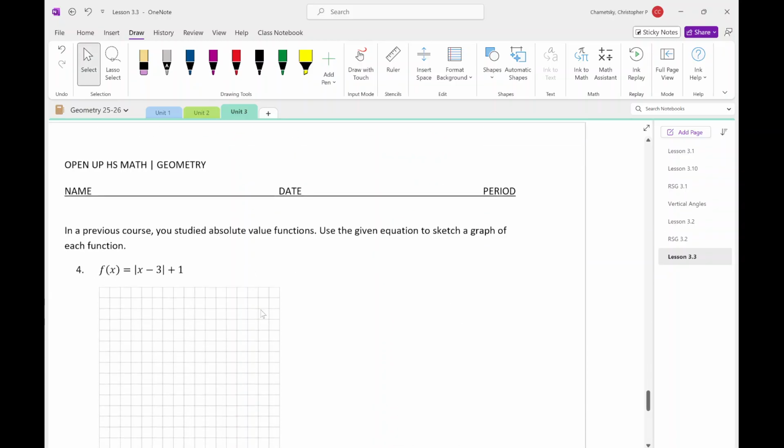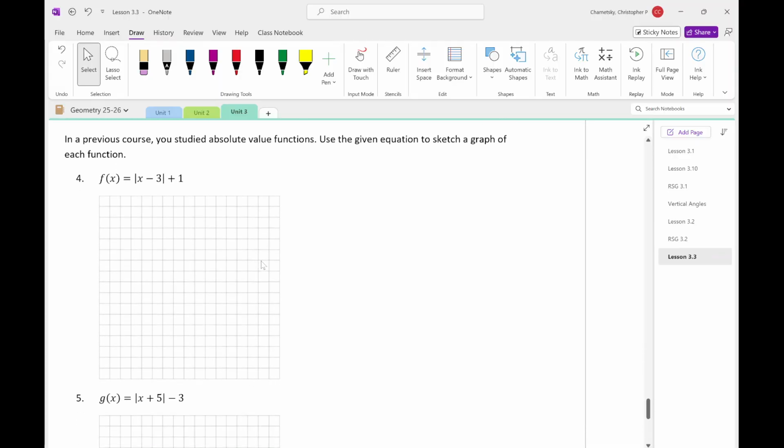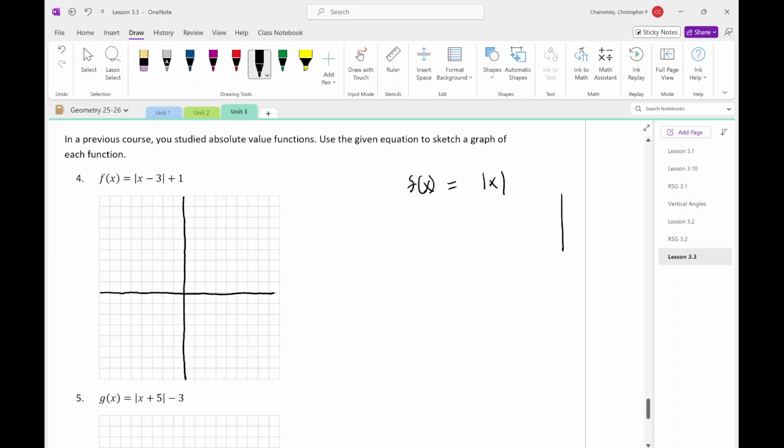Okay. Lastly, we're going to take a look at a couple of absolute value functions. We're going to graph them. So we'll just go ahead and put axes here. And the thing to remember is that if you graph the function f of x equals the absolute value of x, that is a shape that looks like a V centered at 0, 0. Okay, and so these extra little things outside and around are variables. Those are just transforming it a little bit.